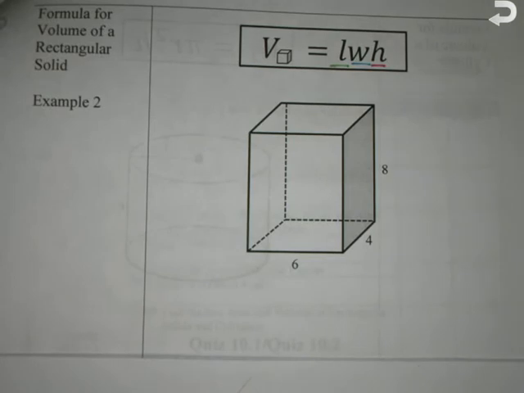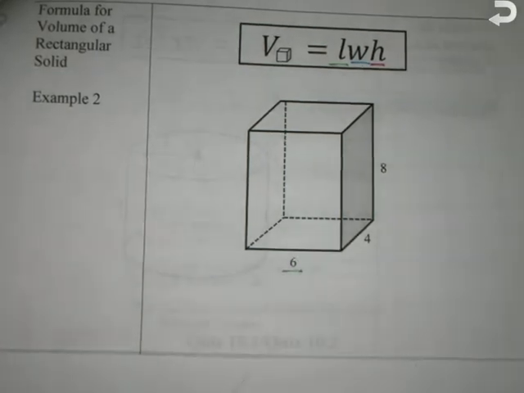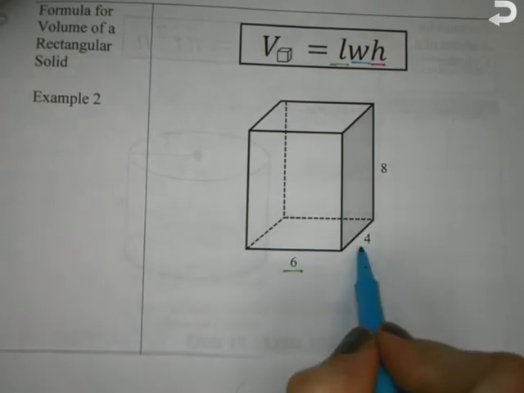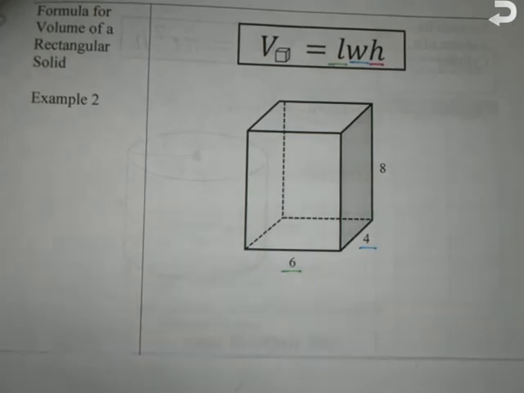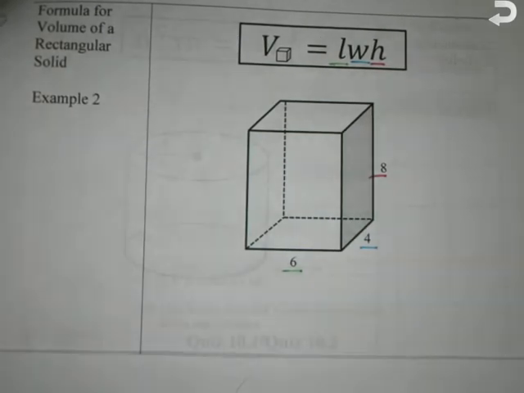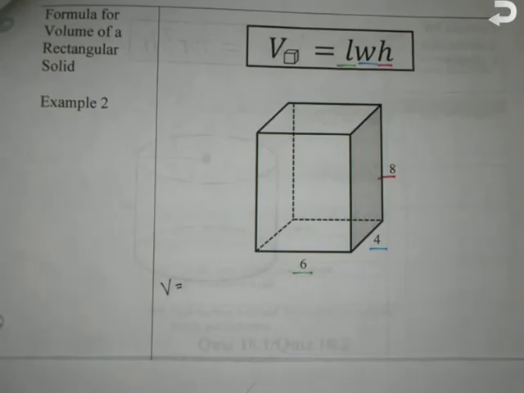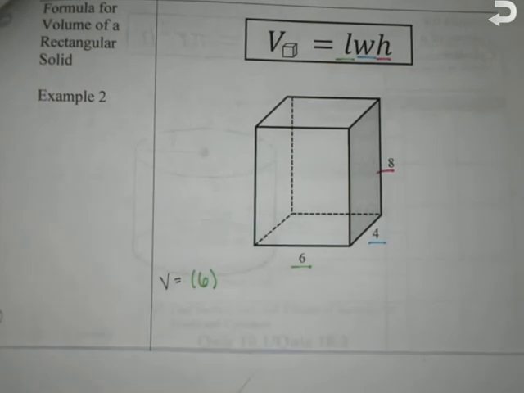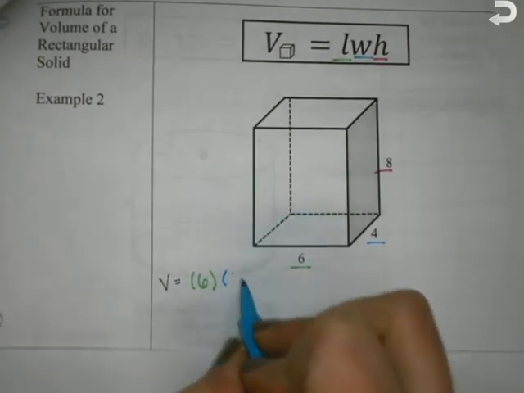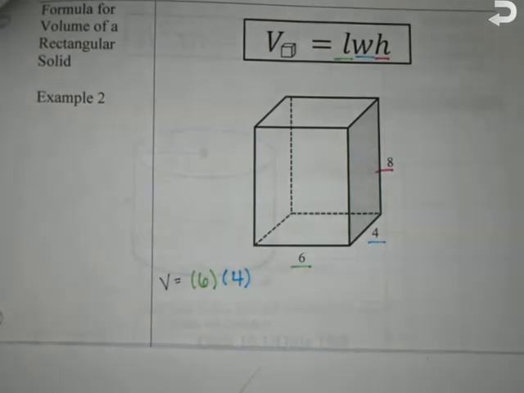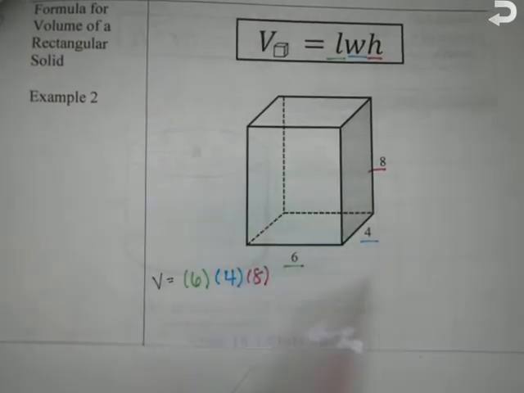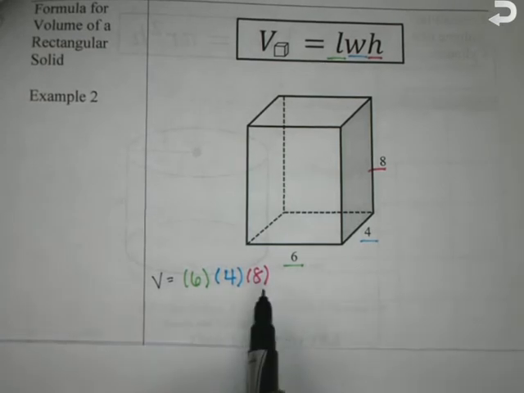What is the length in this box? 6. What is the width? 4. Good. And what is the height? 8. Okay. So let's plug those into the formula. Volume equals length, which is 6, times width, which is 4, times height, which is 8. So 6 times 4 gives me 24, and then 24 times 8. So let's do that.